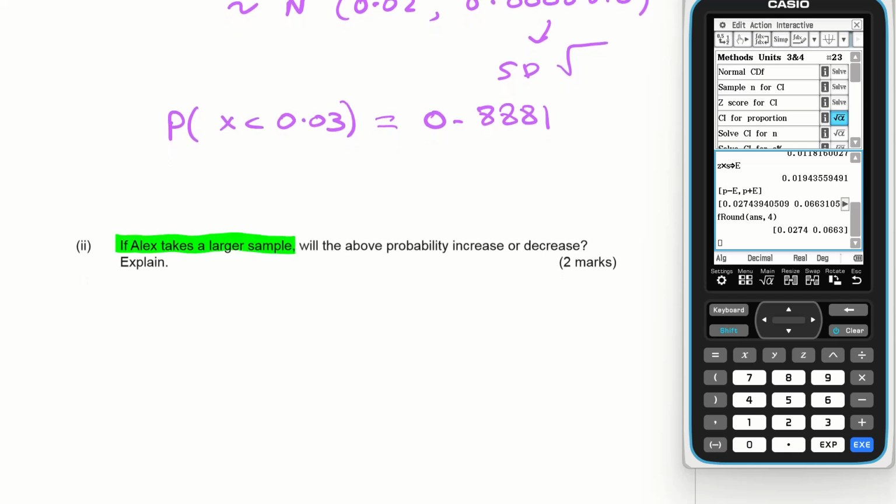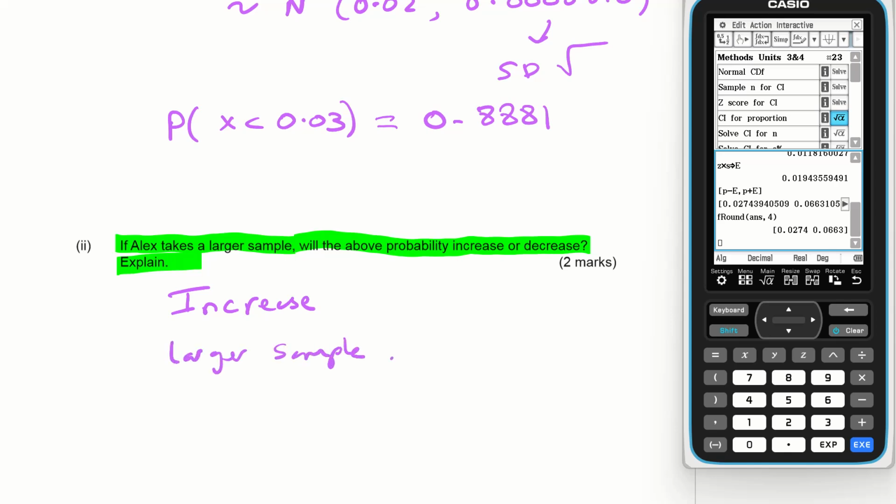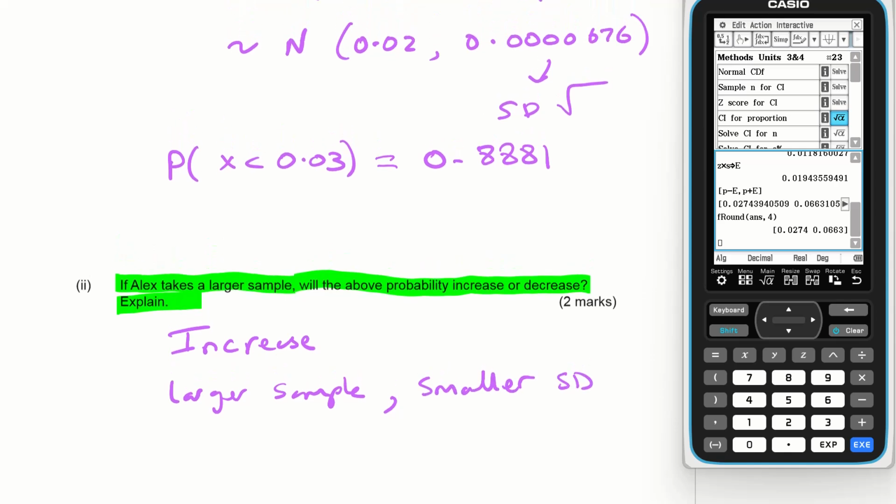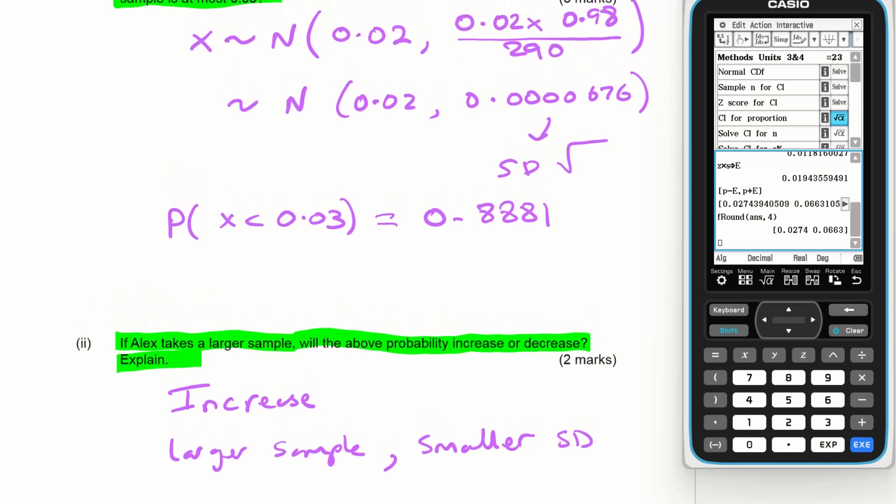If Alex takes a larger sample, will the above probability increase or decrease? Explain. Well, it's going to increase, and the reason for that is when you have a larger sample, you get a smaller standard deviation. So more of the values will be closer to the mean value, which is included in this interval. And we know about the larger sample because it's in the denominator just here. So a bigger number there is going to make the standard deviation smaller.